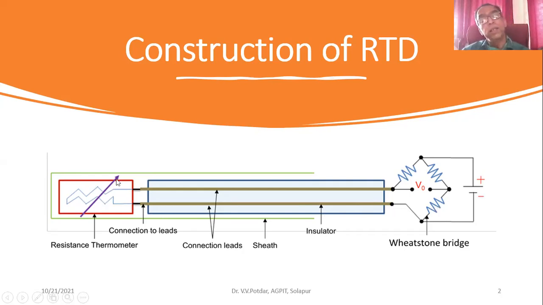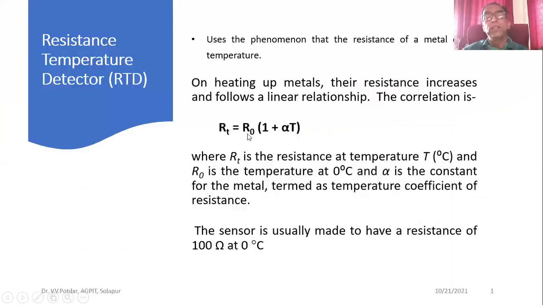And this resistance changes with respect to temperature. Because of this resistance change, the Wheatstone bridge becomes unbalanced. And as the supply voltage is fixed, the output voltage varies in proportion to the resistance change. And this resistance change is proportional to temperature change, as we have seen. So RT is equal to R naught plus R naught into alpha T, right? So RT is proportional to T, temperature.